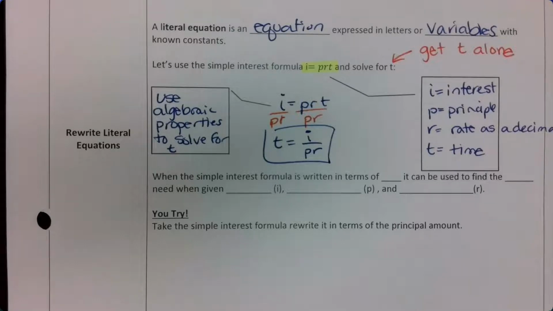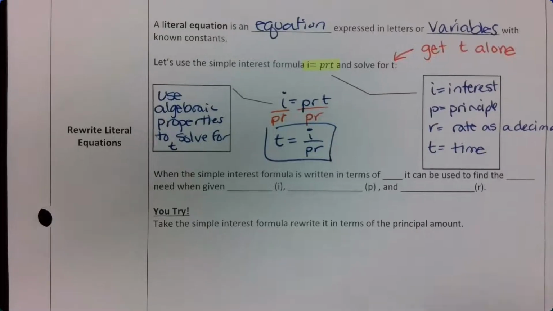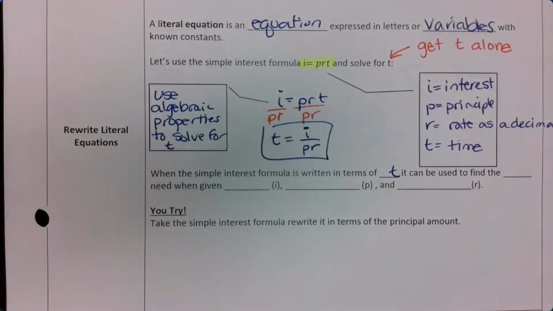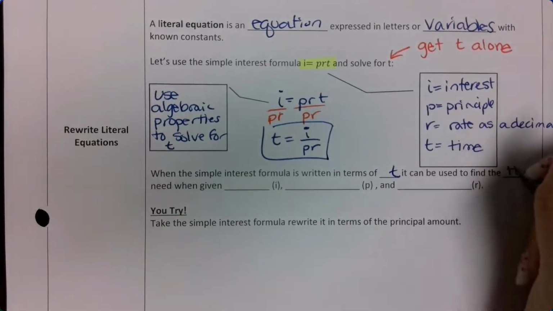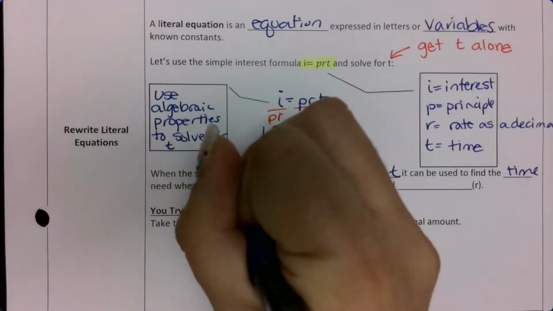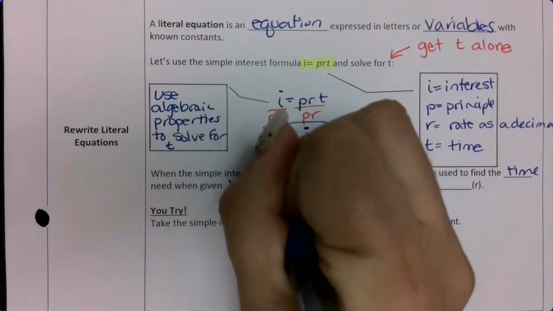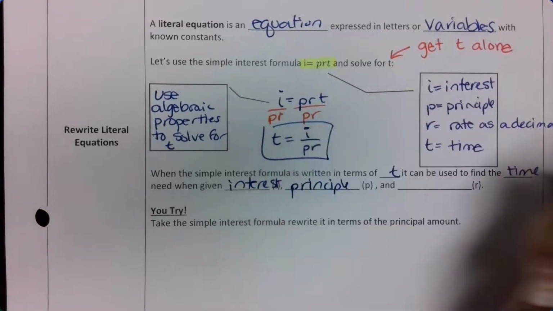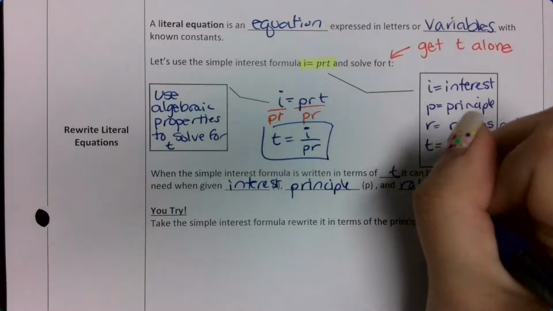Okay, so the purpose of this is if I'm given a formula and I have it written in terms of a different letter, I can use that to solve for the other ones. So when given a simple interest formula written in terms of t, it can be used to find the time if I know the interest, the principal, and the rate.